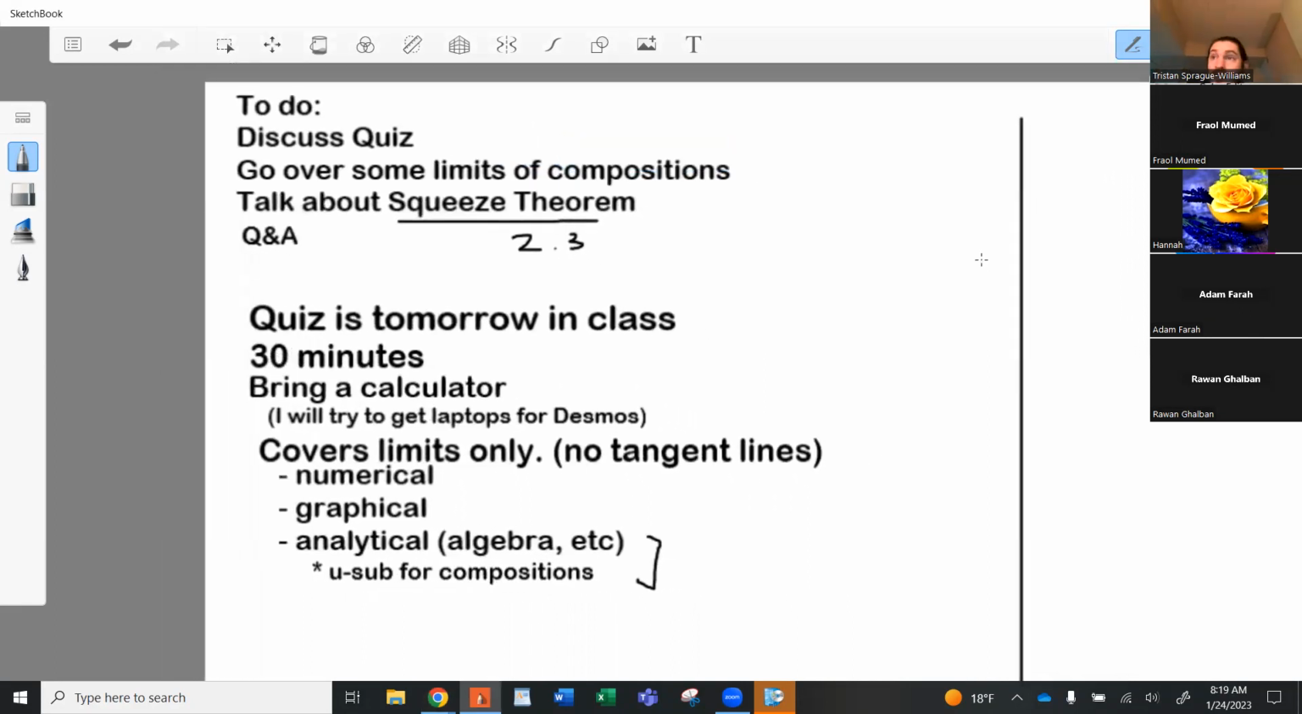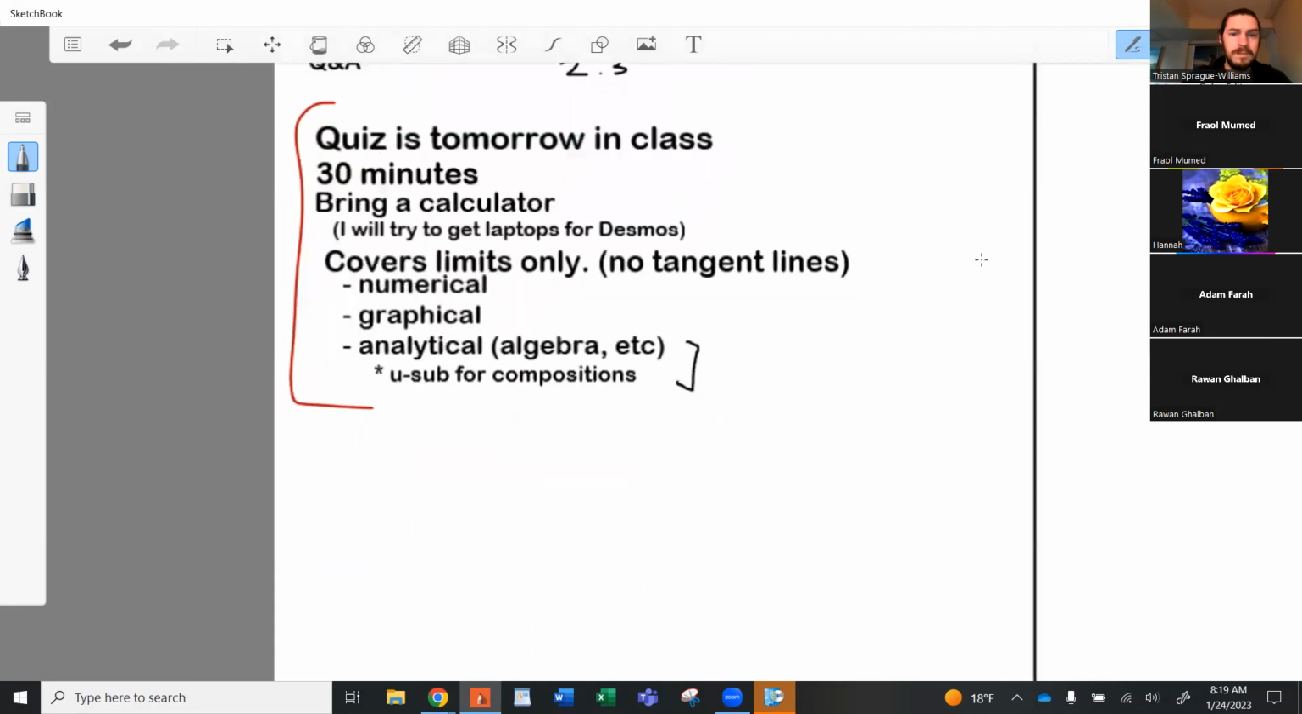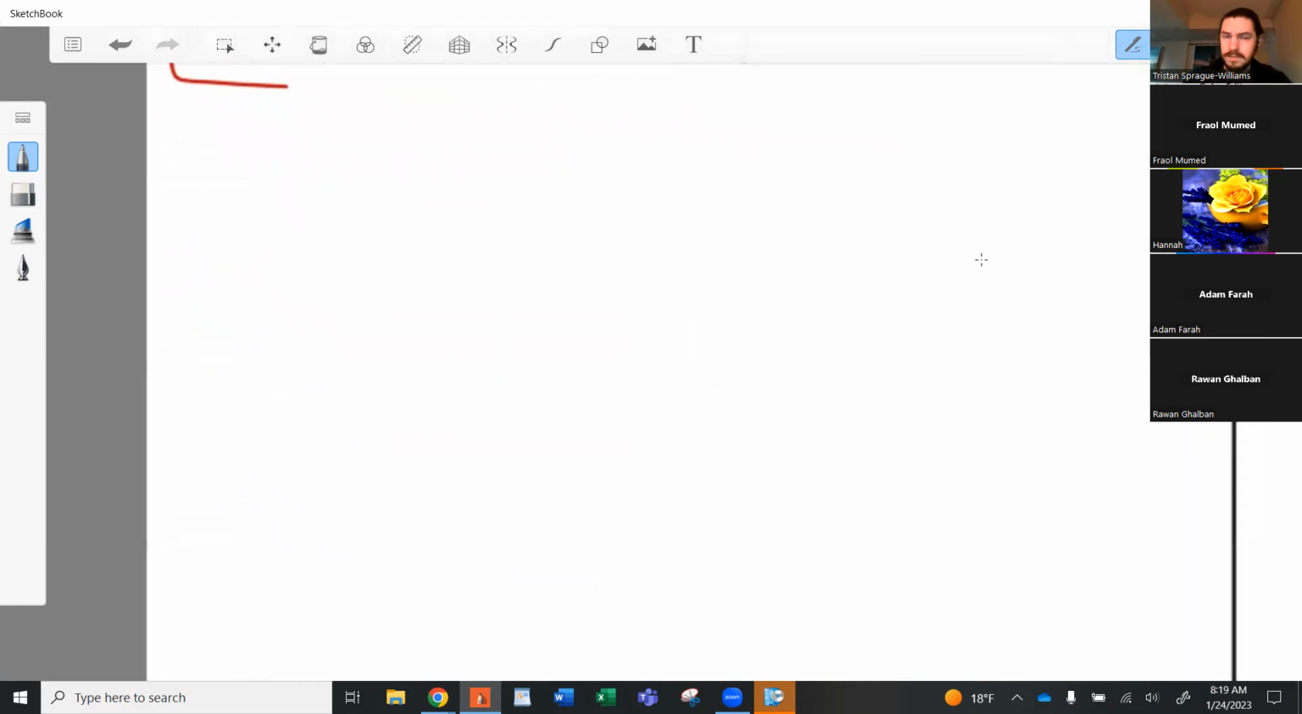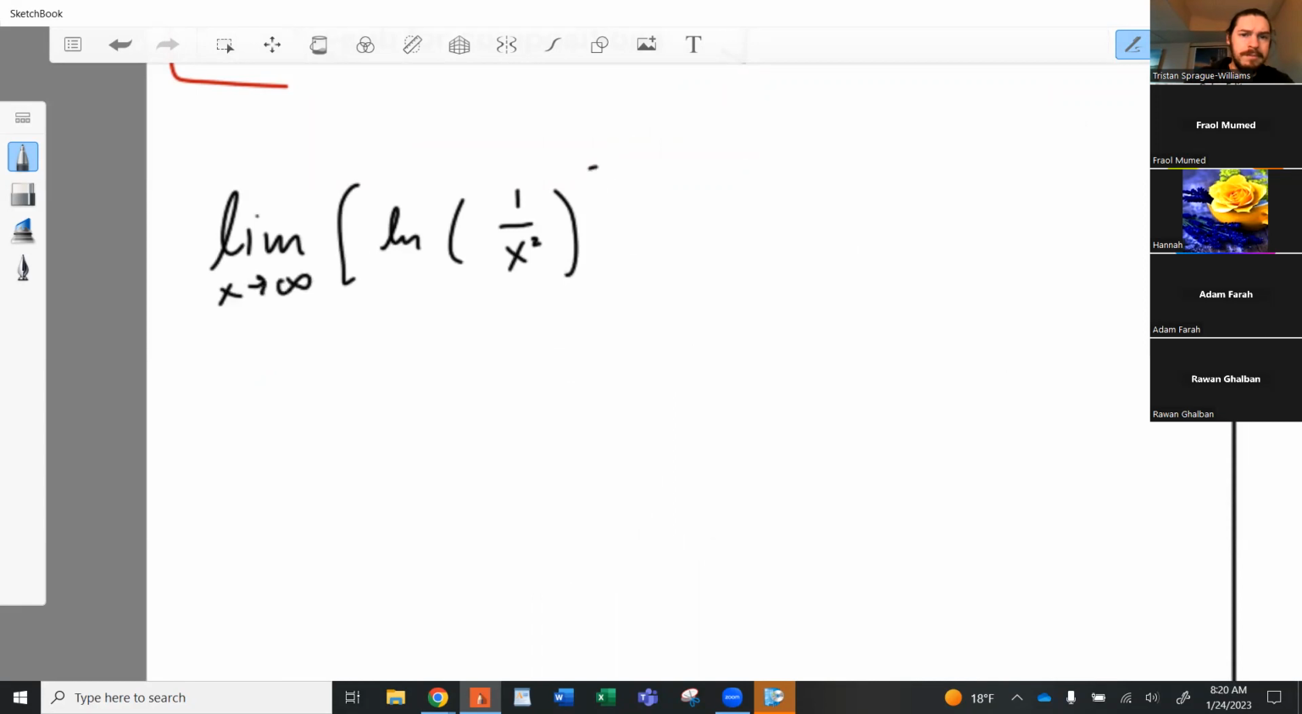If you guys are ready, let's go ahead and move on to our second thing. I think we've discussed the quiz. Why don't we go over some limits of compositions from yesterday? Sound good? Let's look at an example. Let's look at the limit of the natural log of 1 over x squared as x approaches infinity.